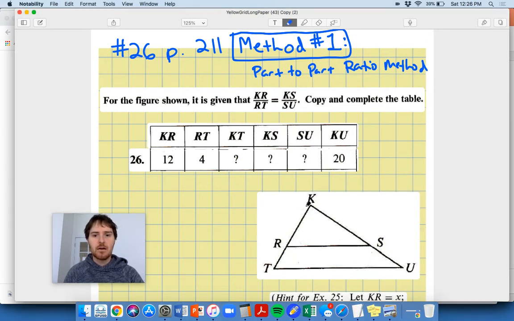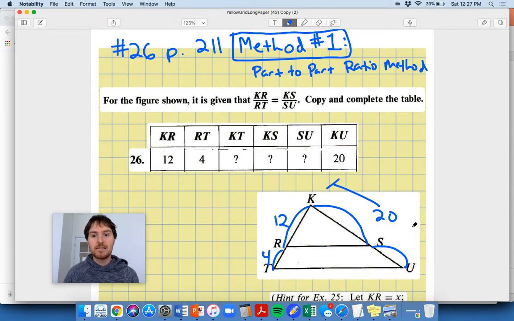We're given that Kr to Rt is equal to Ks over Su, or Ks to Su, and we want to solve for that. The problem is that we've got a part-to-part ratio and a part-to-part ratio. Here, we know that this part, Kr, is 12. We know that this part, Rt, is 4, but we're given a whole over here. We're not given a part or a part here. So how do we set this up? We've got 4 terms here within a portion, and this 20 kind of comes out of nowhere.